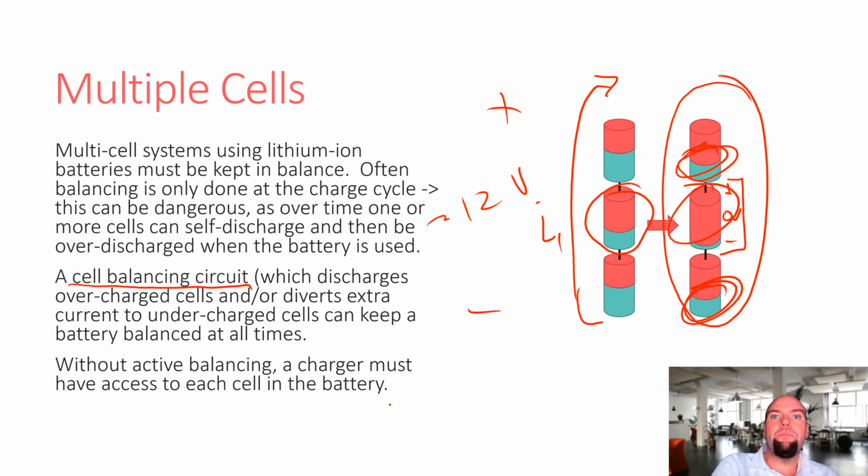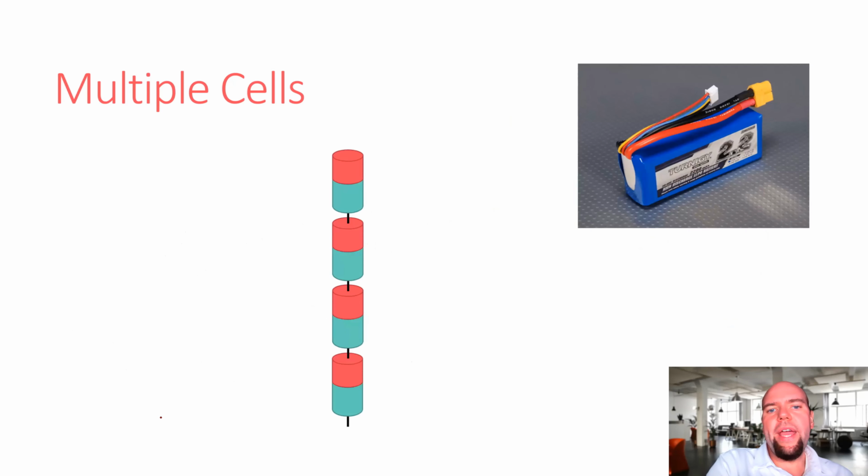So it's preferable to always keep these cells balanced at all times. It's the best way to avoid damaging the battery. That's the best way to avoid inefficiencies due to one cell discharging and the others still having energy stored in them. So how would we actually charge this?